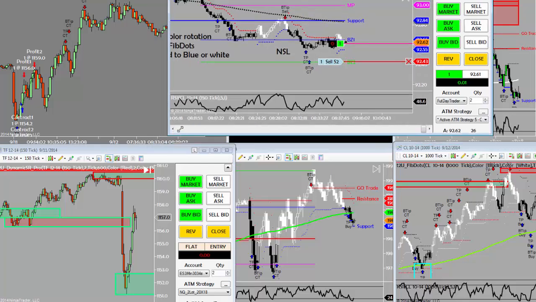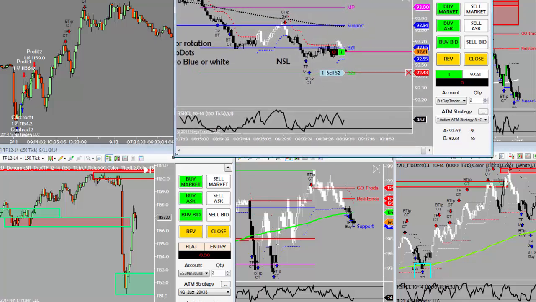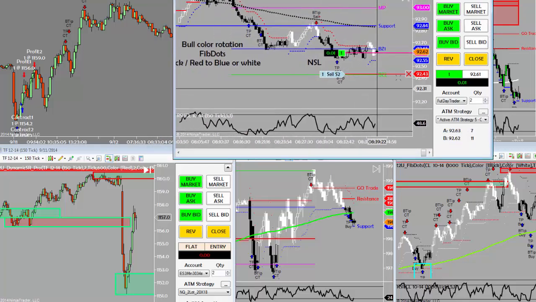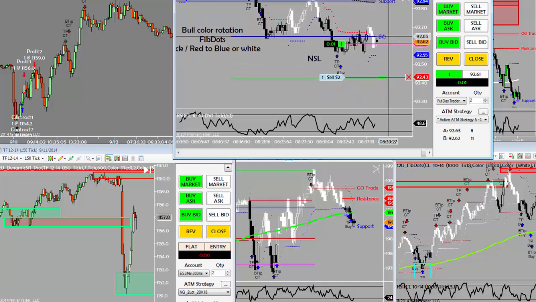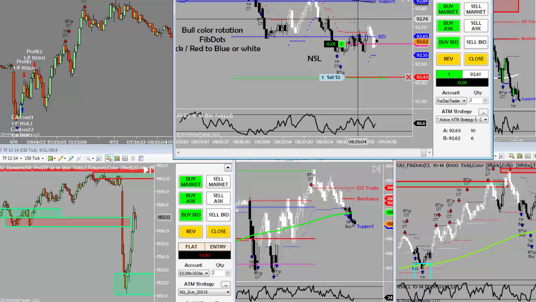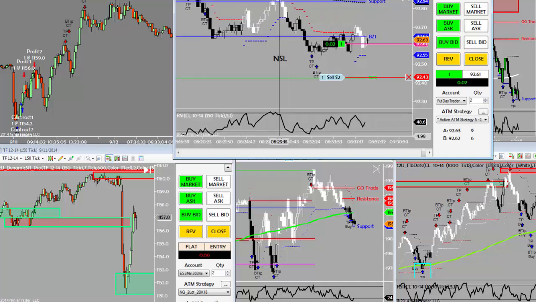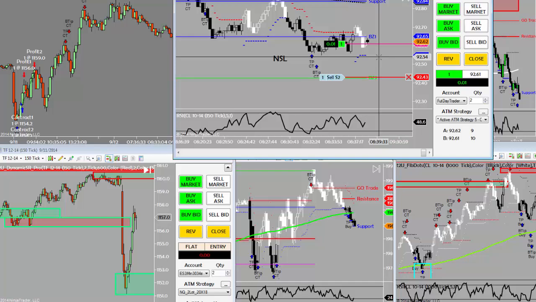Yeah, we've got this built out in the level 2 strat, just purely stop and reverse. And obviously we can modify the value of those FibDots. So we can tighten them so we get the color rotation more quickly. And we can widen them so we don't get it as quickly. And I'll show you that right there.